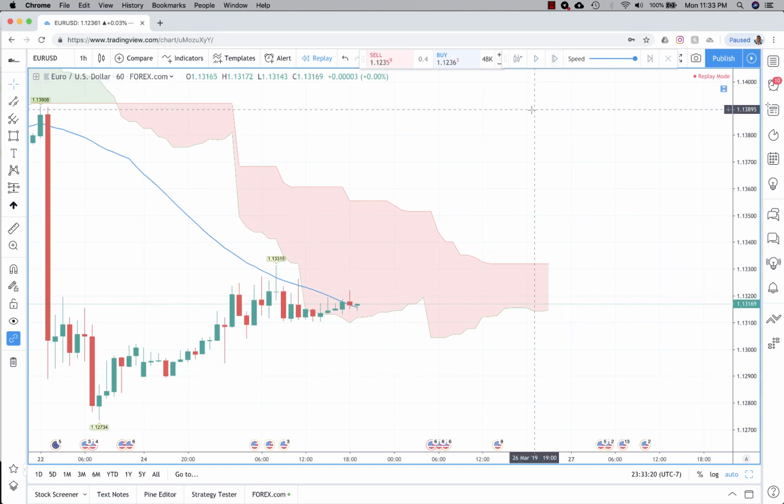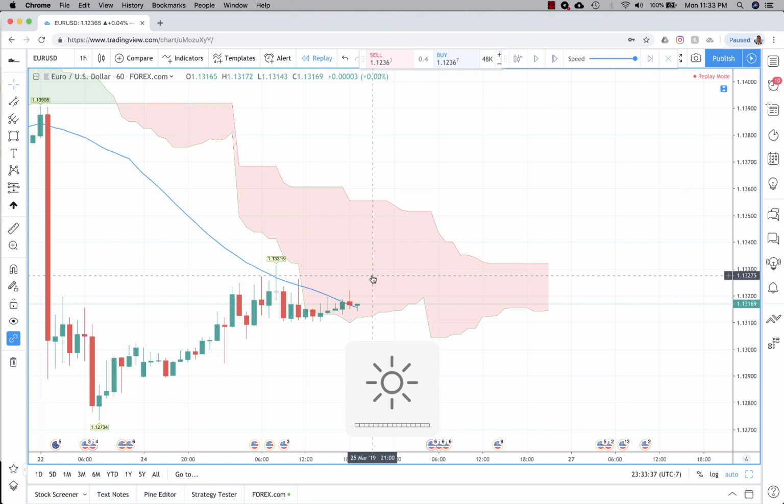Getting a little closer. Also, if price is inside the cloud, that usually means that price is indecisive and it's in consolidation. So you don't want to take trades while it's inside the cloud, because these cloud outlines act as support and resistance. So once it's in the cloud, it's usually going to be stuck in there until it breaks out.